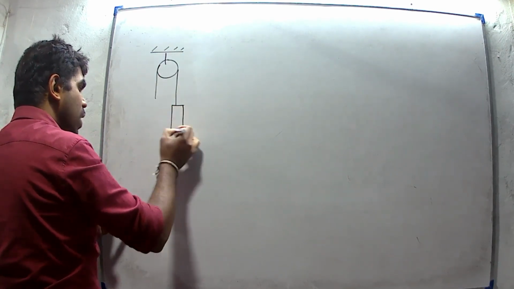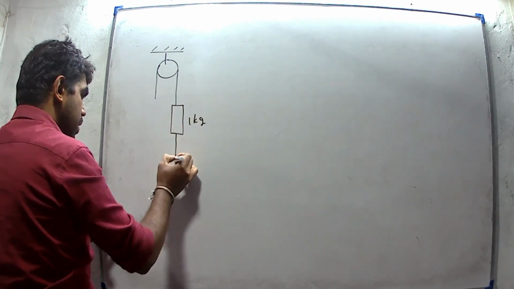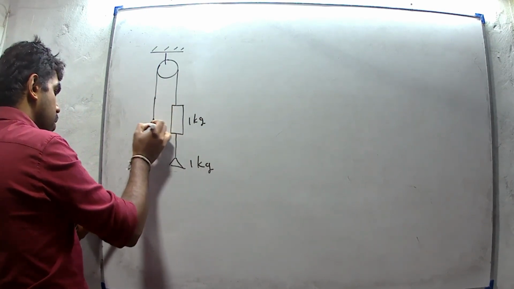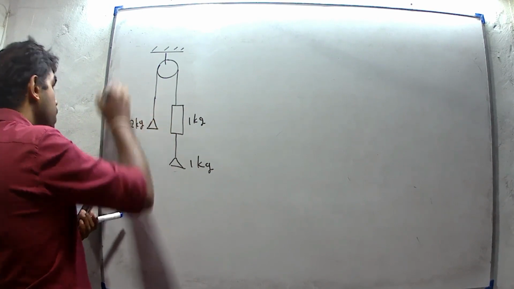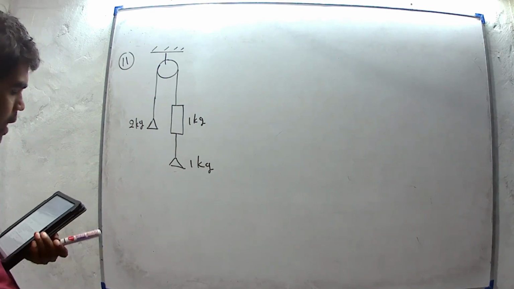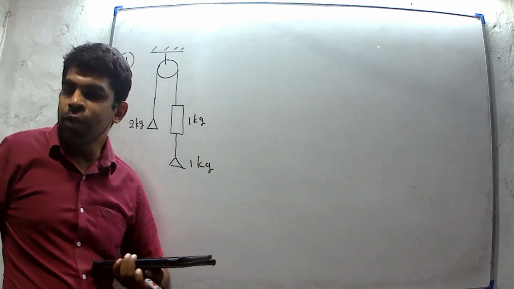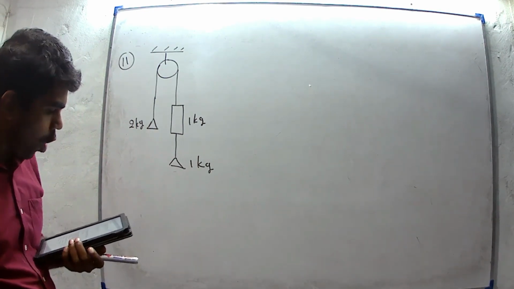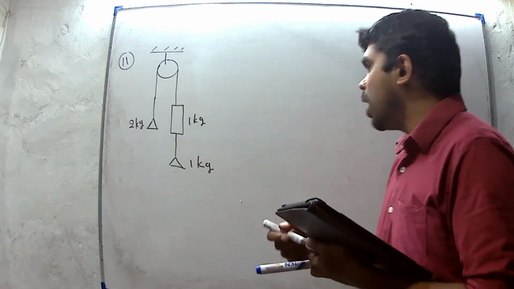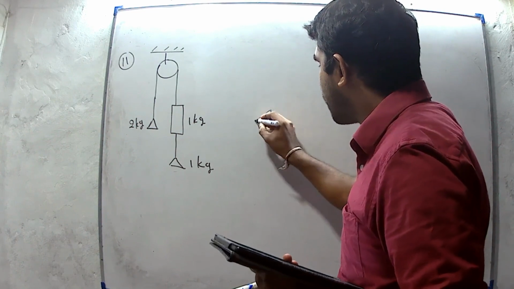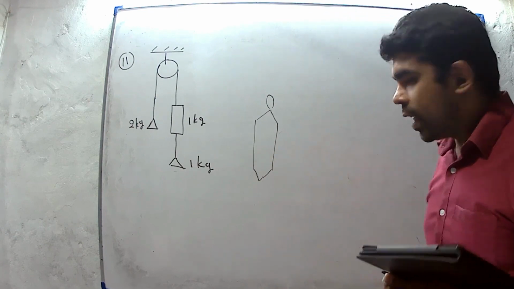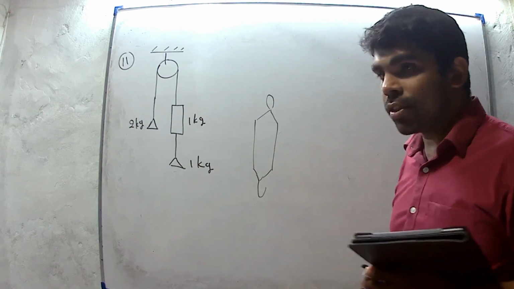The spring balance is 1 kilogram and there is another 1 kilogram weight, and from it the weight is 2 kilograms. Now we have to get the reading of the spring balance. The reading of the spring balance is the tension of the cord connected to the spring balance. There are two ends for the spring balance. In one end there is a ring like this. In the other end there is a hook like this.